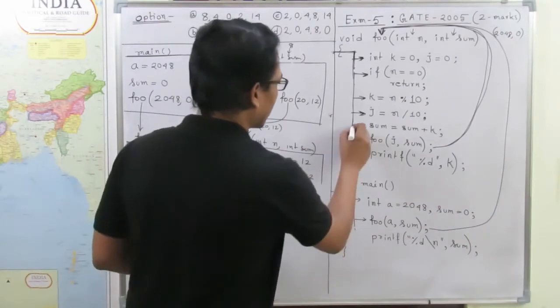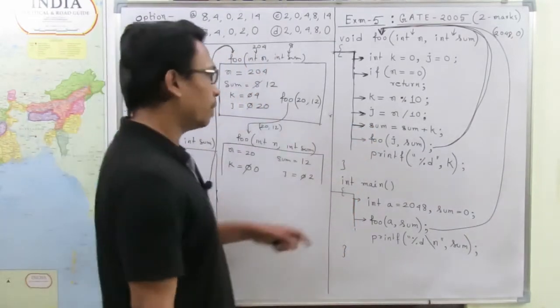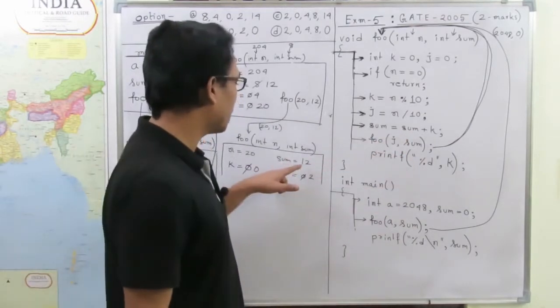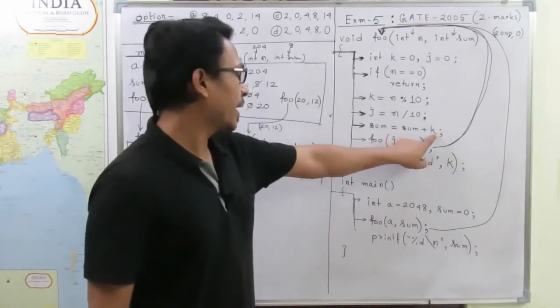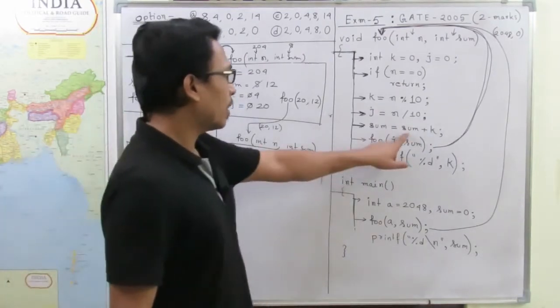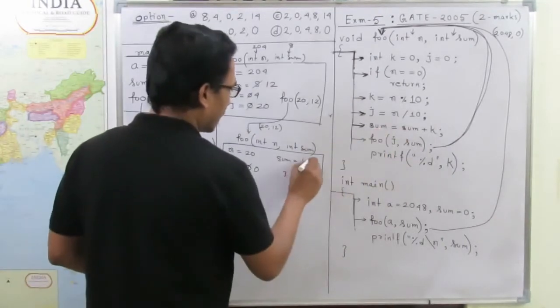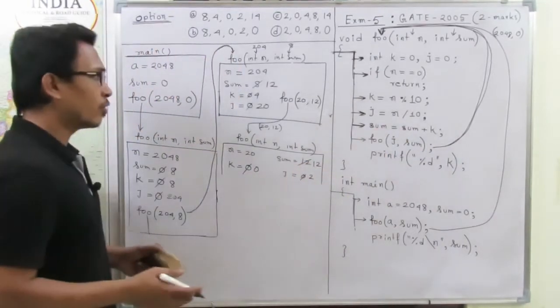Now the next instruction is sum equal to sum plus k. So what is the value of sum? The value of sum is 12. What is the value of k? The value of k is 0. So 12 plus 0 means 12, and it will again be stored in the sum variable. That means the sum variable again contains 12 only.